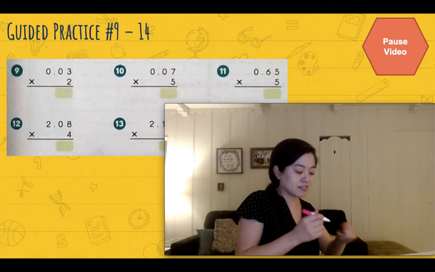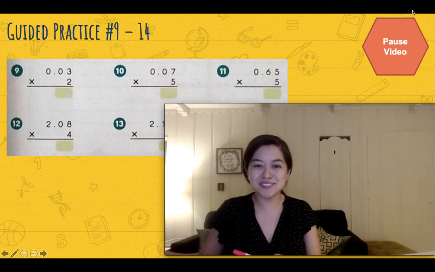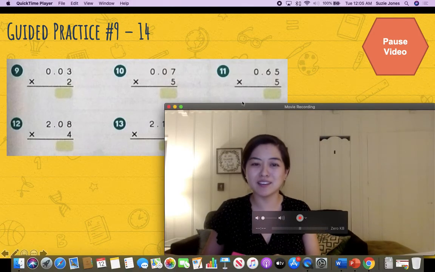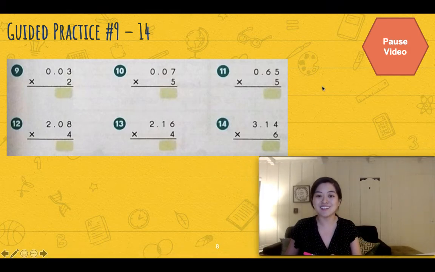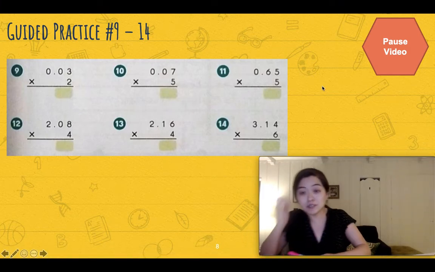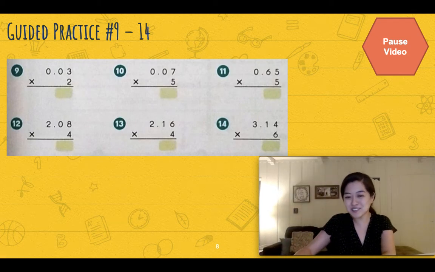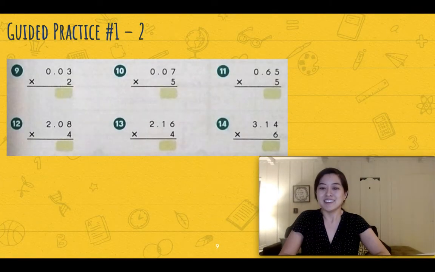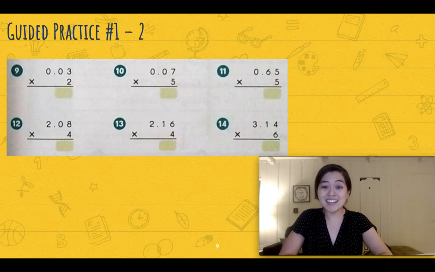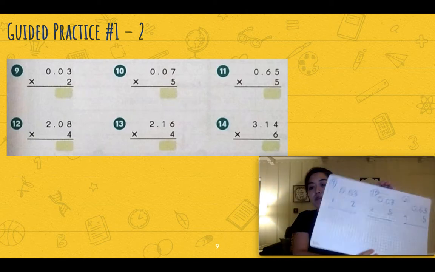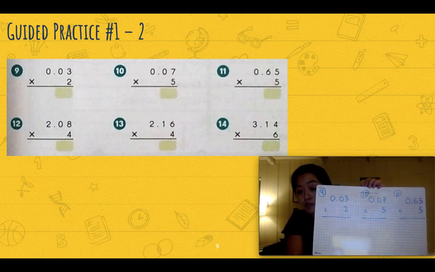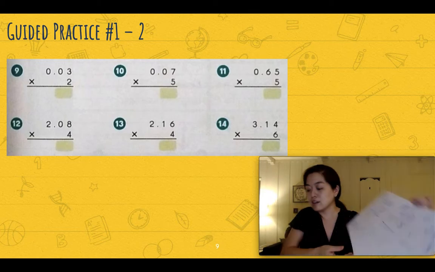All right. You know what to do. Let me just minimize my video screen so you can do it. Okay. So pause it and I'll see you when you're ready. You're ready already? All right. So I'm going to do numbers 9 through 11 first, okay? And I'm going to just write my answers on my mini whiteboard, okay?